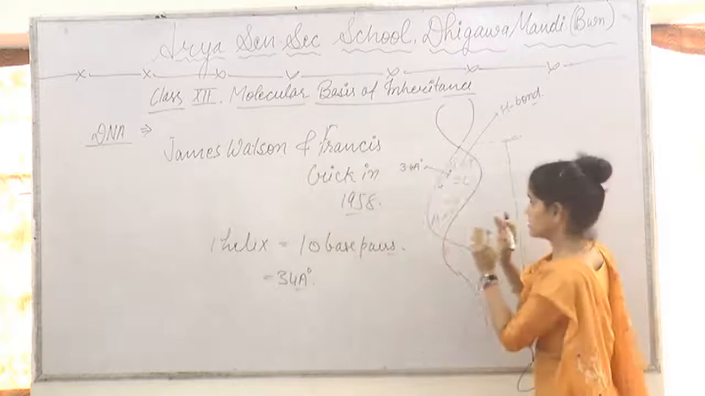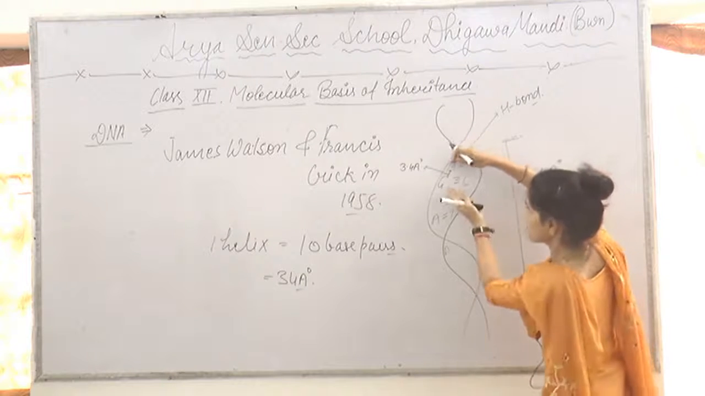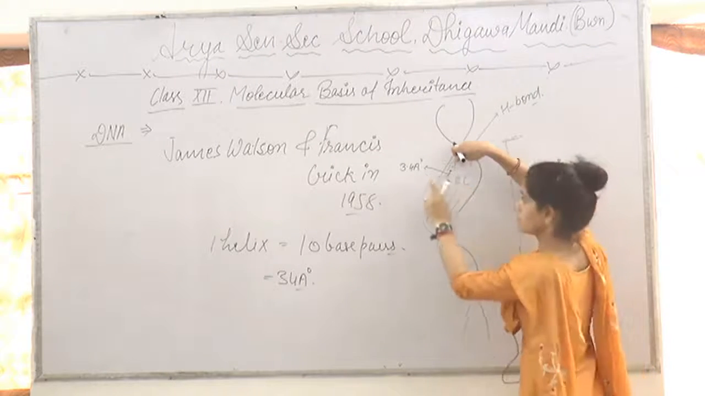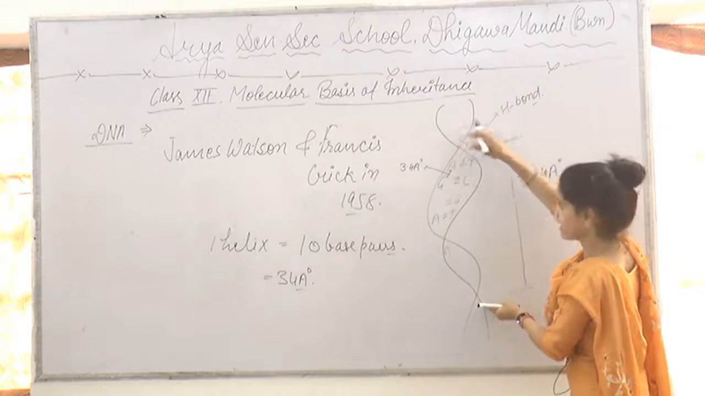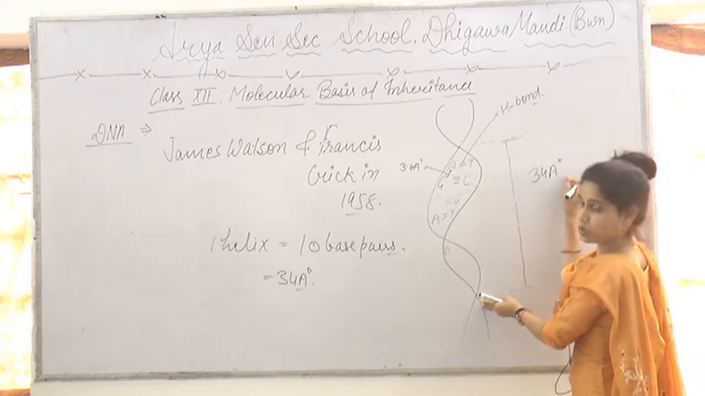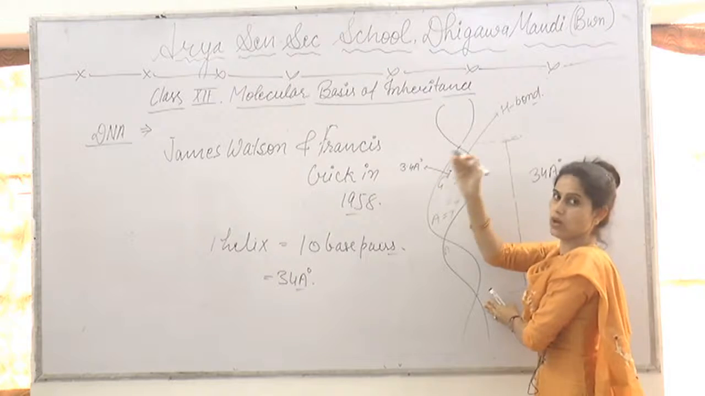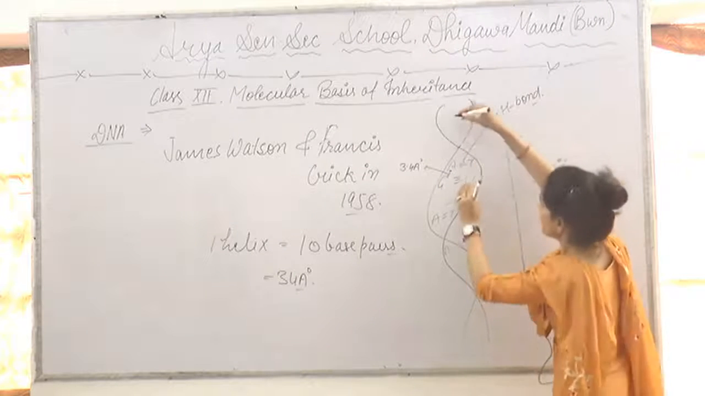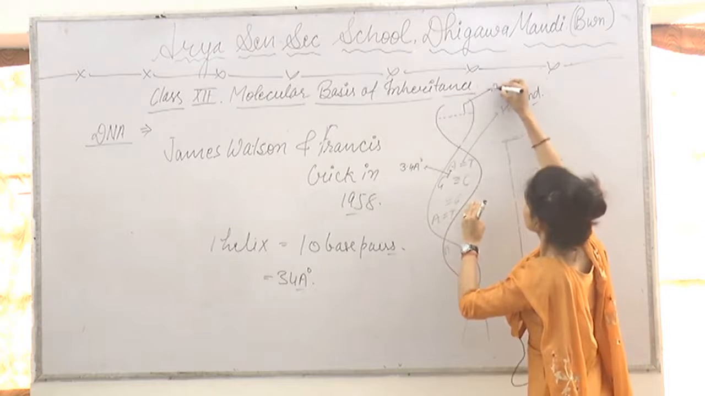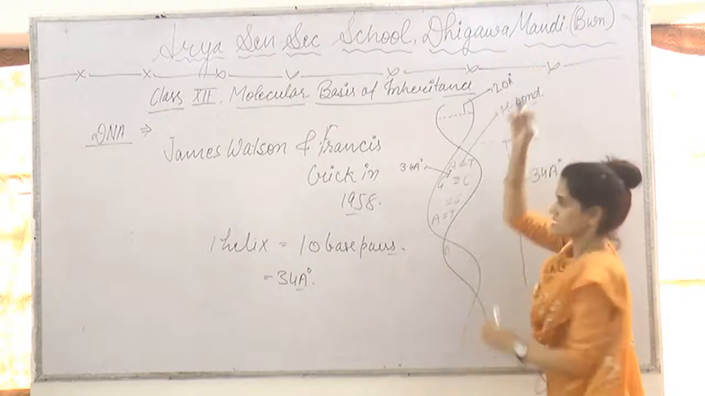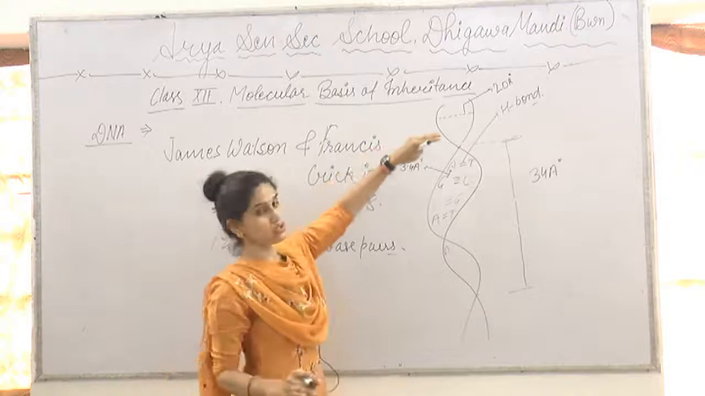Let's just look here. The distance between two consecutive nitrogenous base pairs is 3.4 angstrom, and the length of a helix turn is 34 angstrom. These are all measured in angstrom; you can also convert them into nanometer. The diameter of B-DNA is 20 angstrom. So you can say the B-DNA form is 20 angstrom wide.